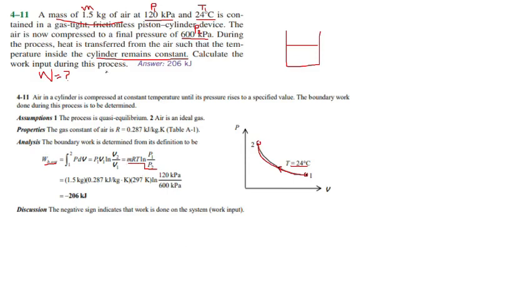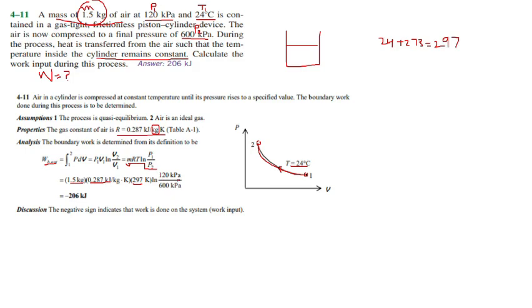So this is mRT. Because the mass is given, you have to put the mass here and use R in the unit kilojoule per kg per Kelvin. So if the mass is given, you have to use R in units of kg. Put 1.5 kg for mass, 0.287 for R, and 297 is the temperature in Kelvin. 24 degrees Celsius, when you add 273 to it, is converted into Kelvin, which is equal to 297, while log of P1 by P2.